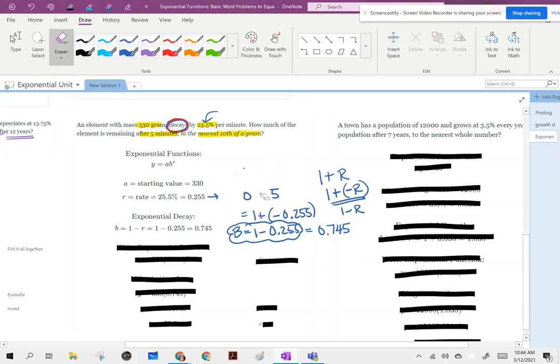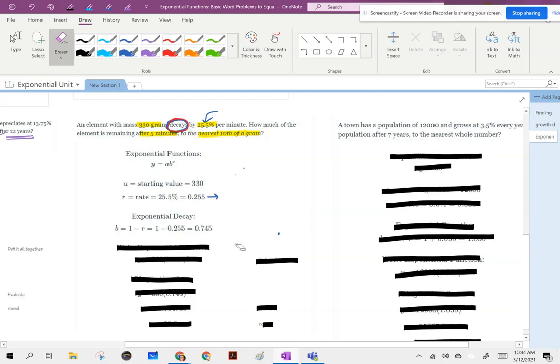Okay, so now that we have all of that information, we got to put it all together, right? We got to come up with our equation. So there's my A value and my B value. So we're just going to put that all together. And then now we need to evaluate. So when we evaluate, we just plug in. Remember it said after 5 minutes. That's from the word problem, after 5 minutes. Again, do this calculation first in your calculator, then multiply it by 330.